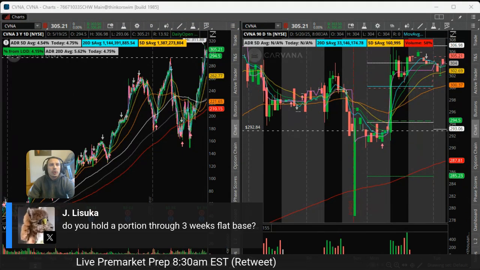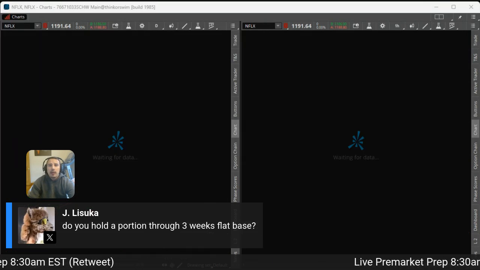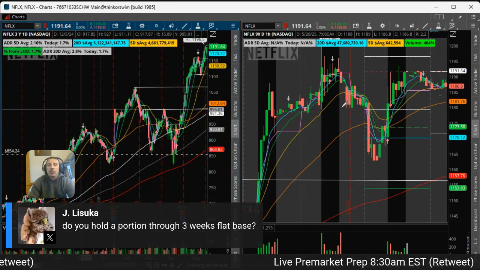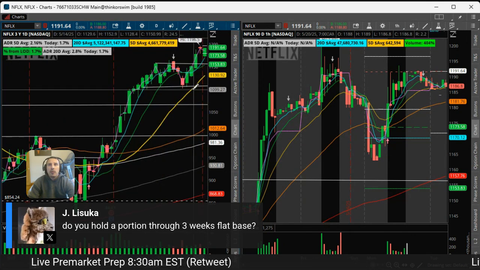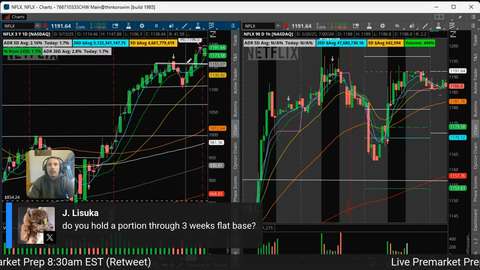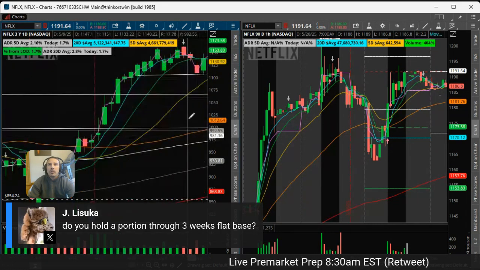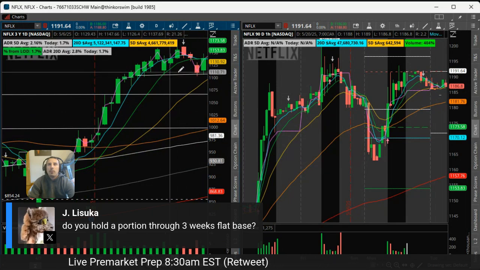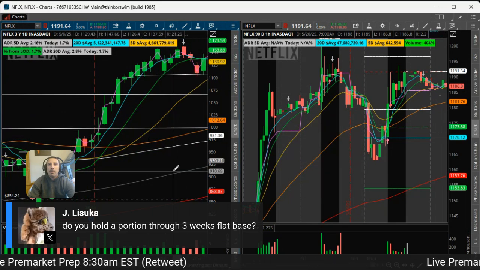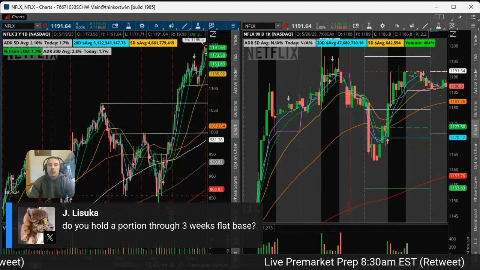Do I hold a position through a 3-week flat base? Depends where I own it from. Like my Netflix, if this thing went sideways for 3 weeks up here, I wouldn't care, as long as it stays above my key level. And really, it's not even my moving average at this point, it's this lower bound. You see these higher lows that it built in here, on 5.5 and 5.12. I'm using this 1100 as my stop. And when the 50 catches up to that, I'll be using the 50 simple moving average.